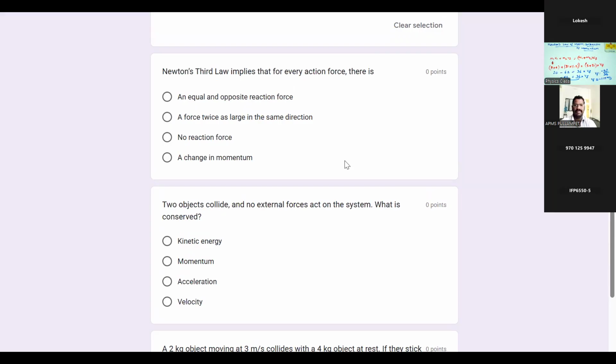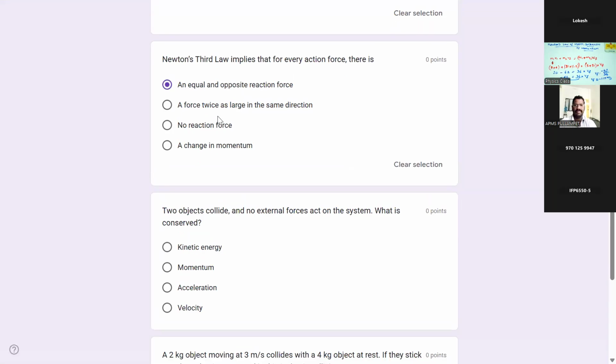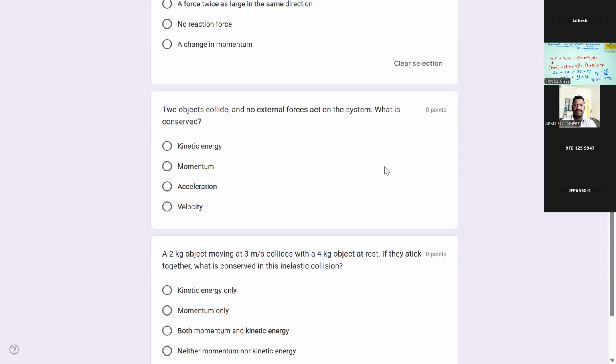Anandapuram, KGVB. Yes, very good. Yes. Newton's law implies that for every action force, there is an equal and opposite reaction force. Okay, super. Good. Great.